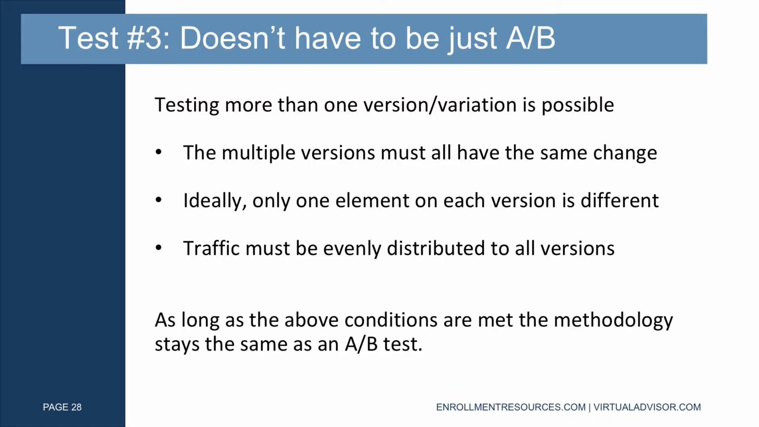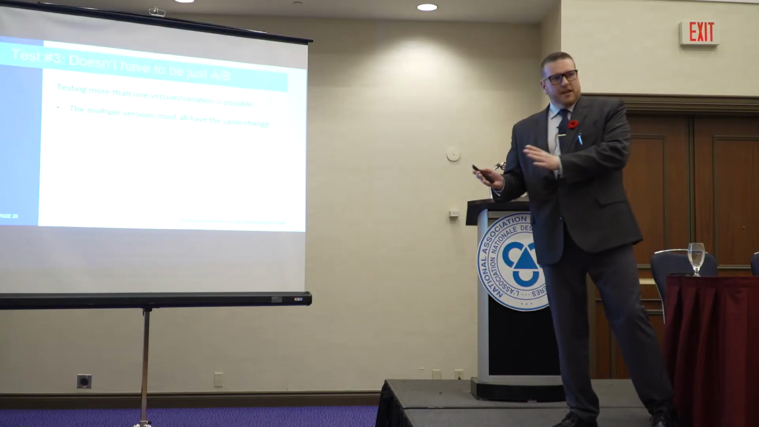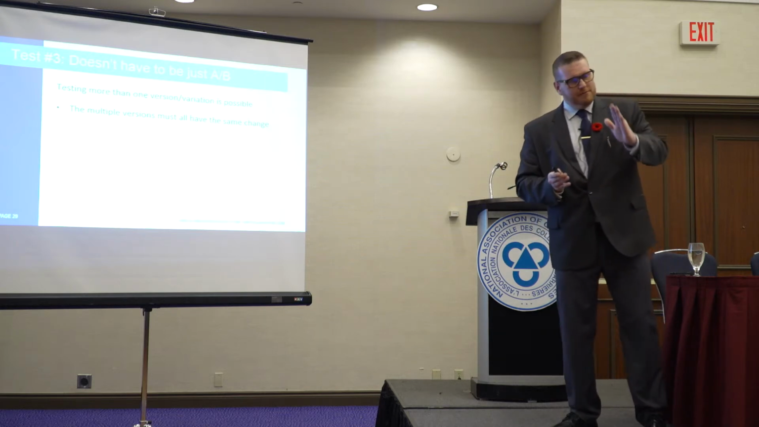So split testing does not have to just be A/B. A/B tests are the easiest to do, they're easiest to draw conclusions from, but it doesn't have to be an A/B test. You could do multivariate tests, or you could do A/B/C/D tests. So I'm going to show an example of an A/B/C/D test. When you're doing multiple versions, what you want to do is make sure they all have the same change. So in an A/B/C/D test, or however many letters you want to go, the pages have to be identical in every way. You just want the one change to be the same change on every page.